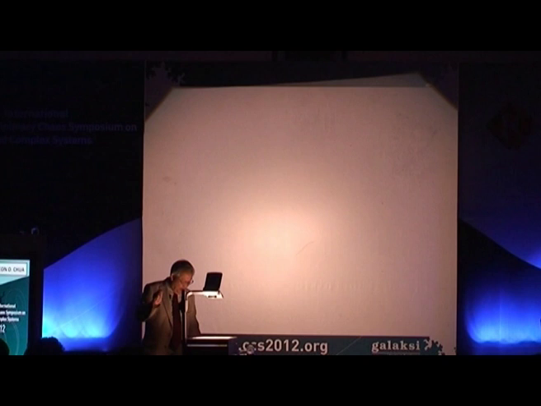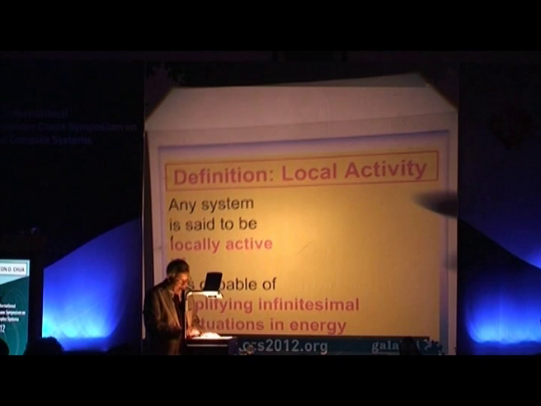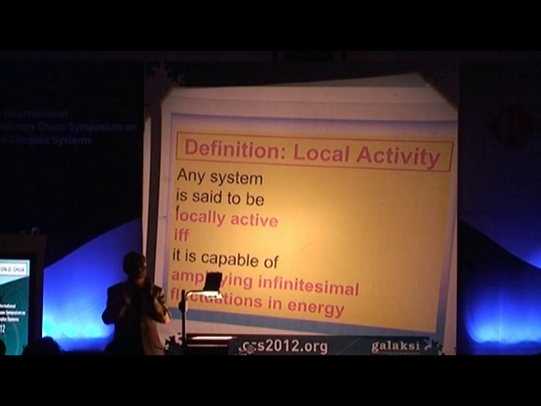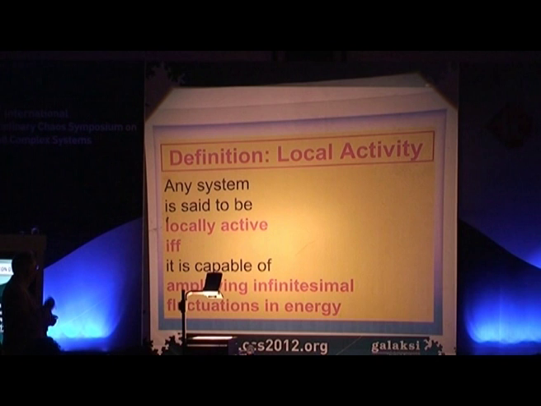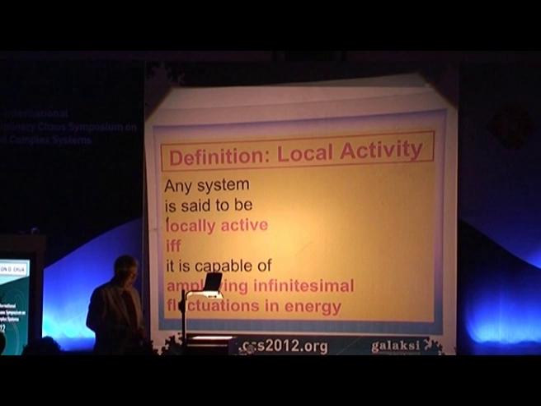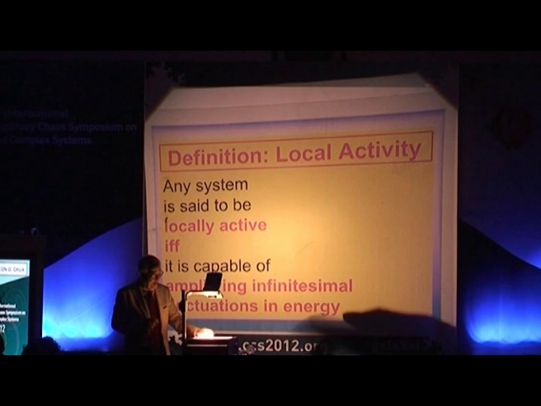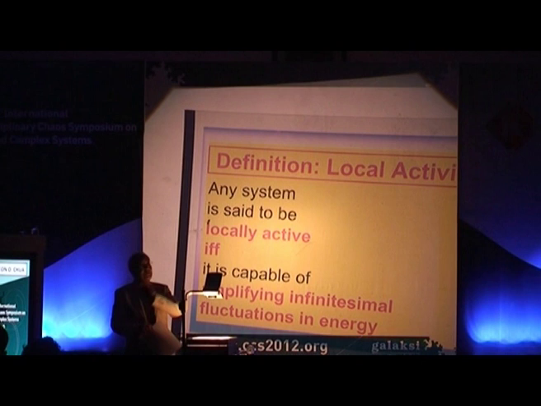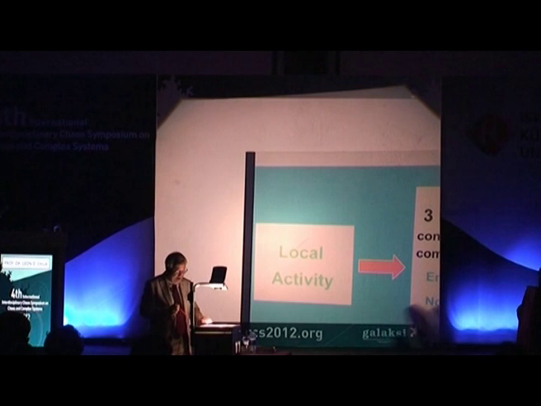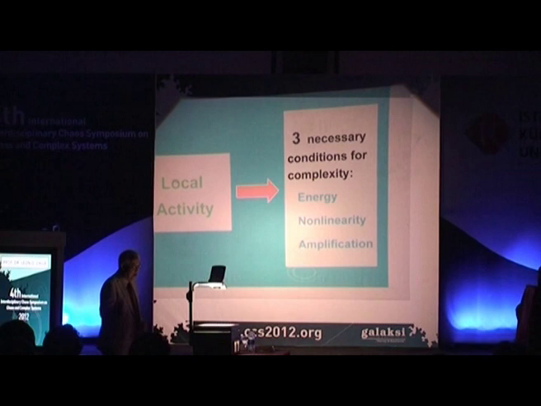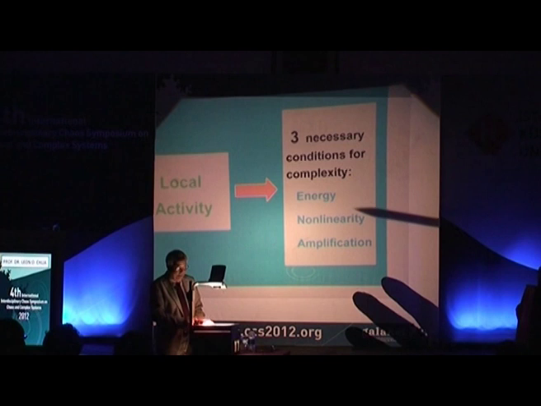And so I now have the definition. After all, I have complained about things with no definition, so I better give you a definition. So what is local activity? Any system is said to be locally active if and only if it is capable of amplifying infinitesimally small fluctuations in energy. Gell-Mann would have been correct if he had added these words, in energy, but he didn't because he didn't know what it is. We now know that in any of those examples where you have patterns, you must be able to amplify energy. So local activity, as I now define it, implies the preconditions that Prigogine, Schrodinger, and Gell-Mann said, meaning that you must have a source of energy, you must have nonlinearity, and you must have amplification.